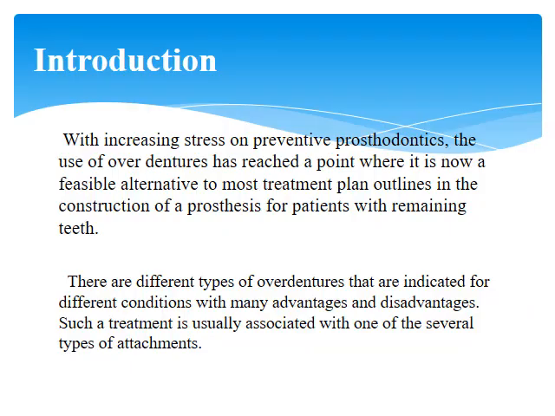Overdenture. With increasing stress on preventive prosthodontics, the use of overdentures has reached a point where it is now a feasible alternative to most treatment plan outlines in the construction of a prosthesis for patients with remaining teeth. There are different types of overdentures that are indicated for different conditions, with many advantages and disadvantages. Such a treatment is usually associated with one of the several types of attachments.